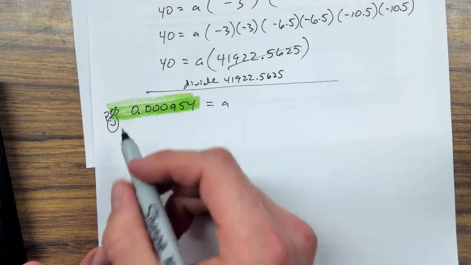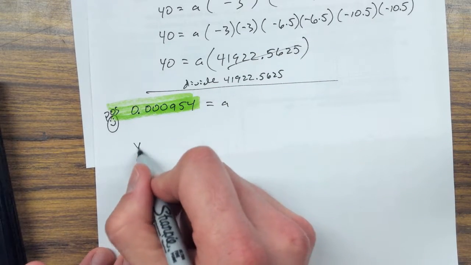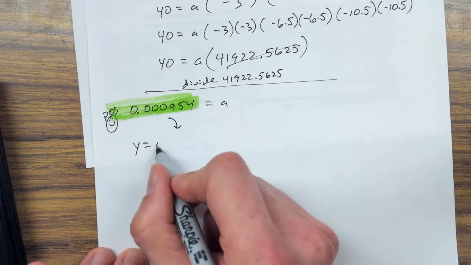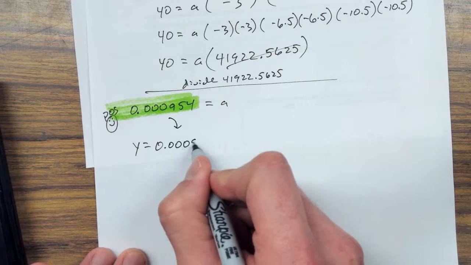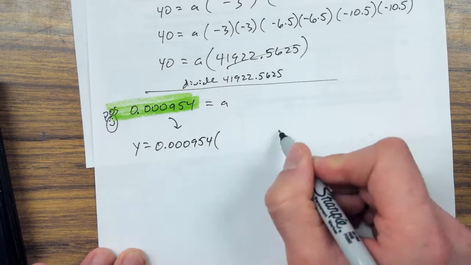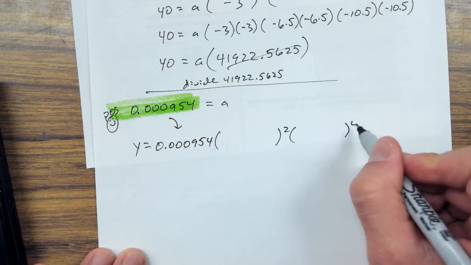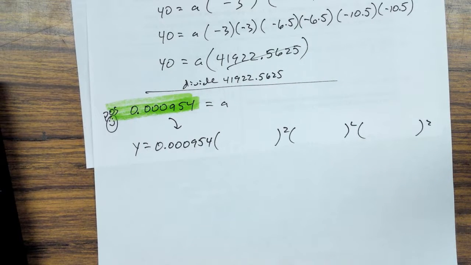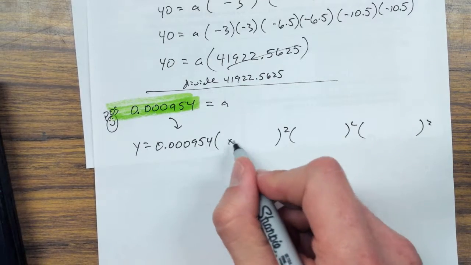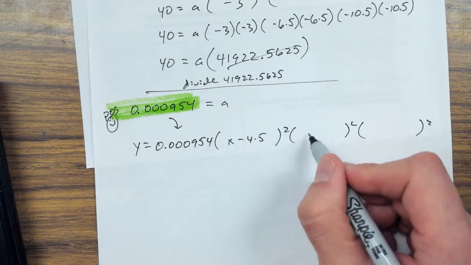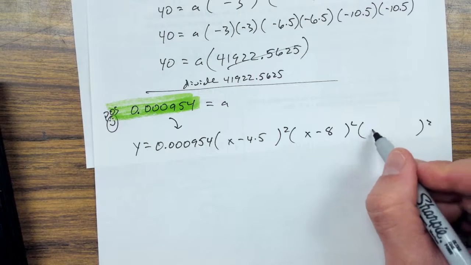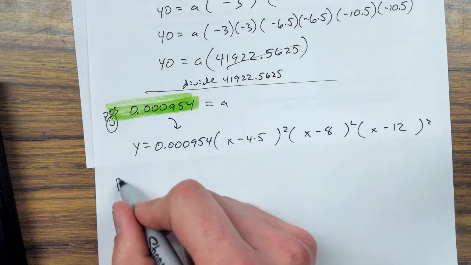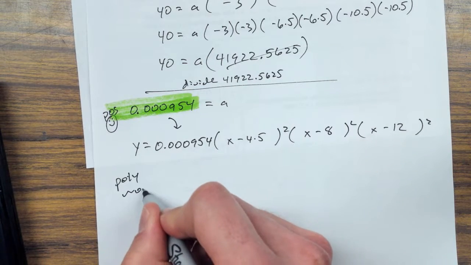And now I can write my answer. Y equals, put your A in. And you're going to write the 3 parentheses with the squares. Do not include the far point. Never include the far point in your model. So this is the polynomial model right here.